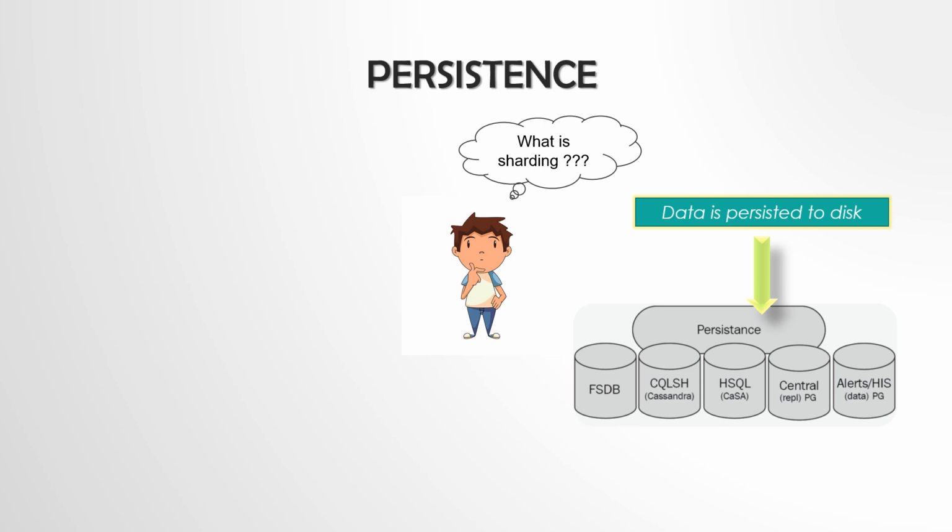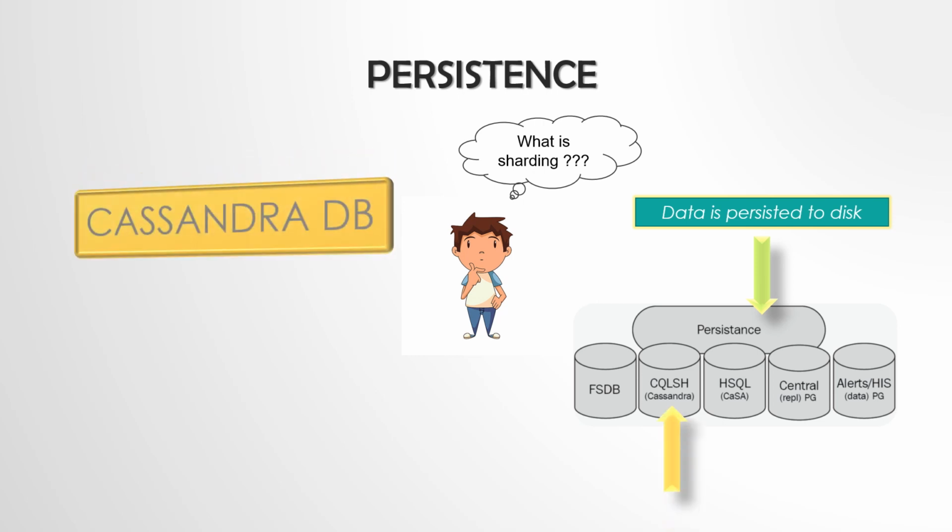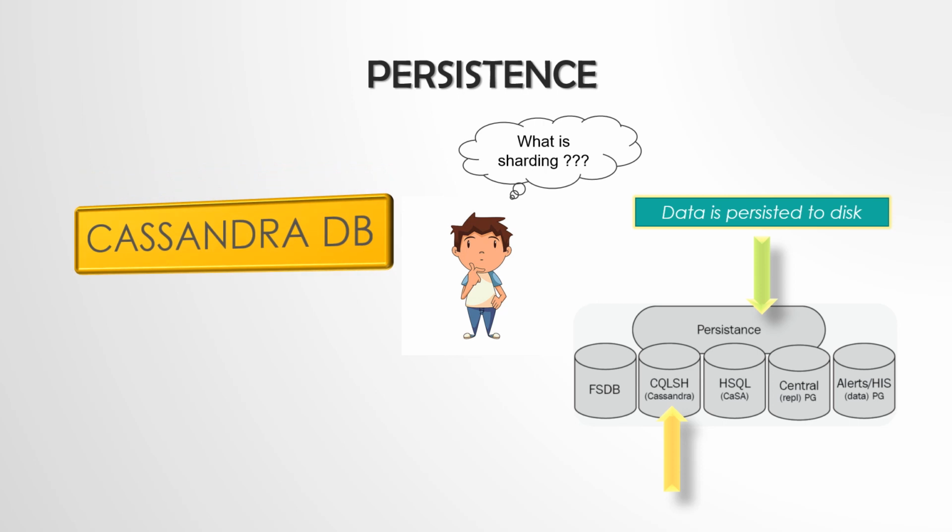Sharding is a process of distributing data across multiple nodes to ensure that compute, storage, and network load is evenly distributed. Now this layer consists of multiple databases having different functionalities. So now let's look into them. First is the Cassandra DB. Now Cassandra DB is also known as Global DB, having database type Apache Cassandra.